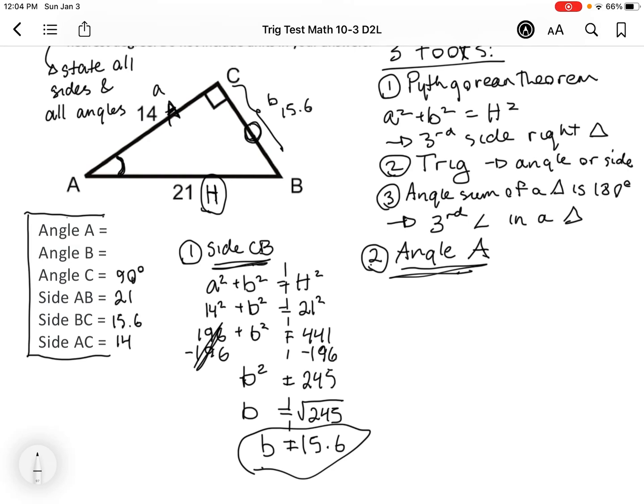Okay. Now I know all three sides, so I can use any trig ratio I want, but I'm actually going to use the one that uses adjacent and hypotenuse. And that's because those are the two sides that were given to me. So let's say I made a mistake when I figured out the 15.6.